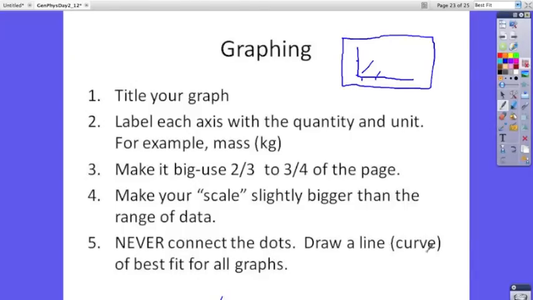You draw a line, which might also be a curve, of best fit for all of your graphs. Never just connect the dots that are there. Always draw a line of best fit. It's kind of like the average of the line.